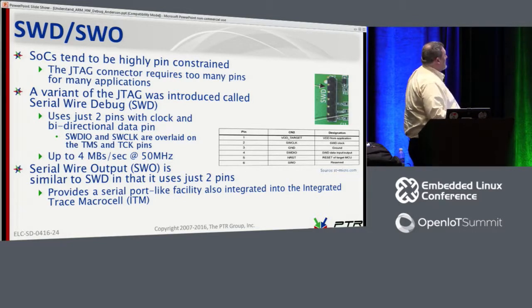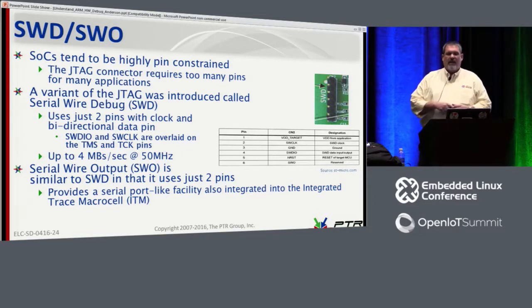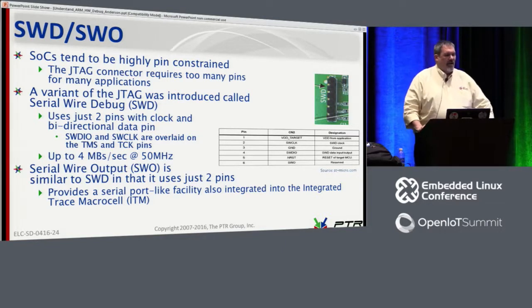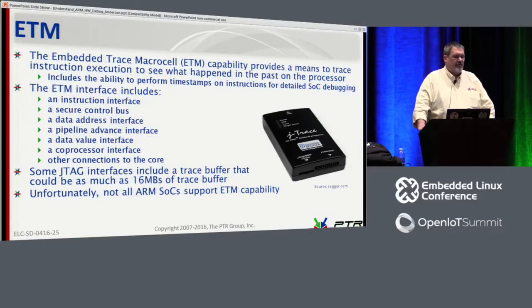So serial wire output is very similar to serial wire debug, except that it's basically your ability to do printks or printfs out through a 2-wire interface. So it is terribly handy to have access to this, as well as being able to then deal with an integrated trace macro cell.